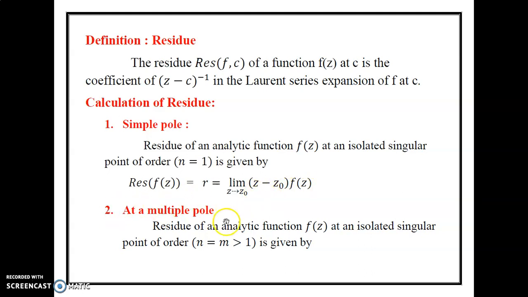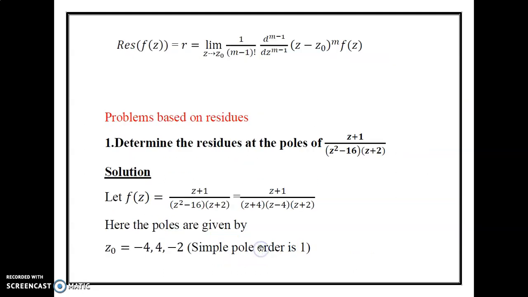Next, at a multiple pole. The residue of an analytic function f of z at an isolated singular point of order m greater than 1 is given by residue of f of z is equal to R, equal to the limit as z tends to z0 of 1 divided by (m minus 1) factorial into d to the power m minus 1 by dz to the power m minus 1 of (z minus z0) to the power m into f of z.